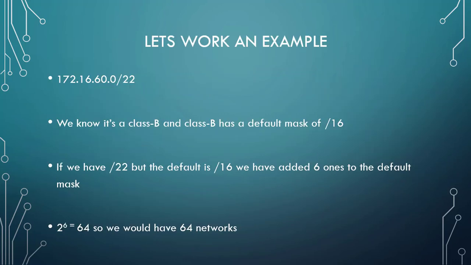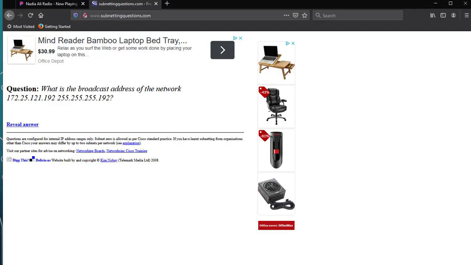Let me go back to that. And there'll be stuff like this. You'll get a normal Class B, and you're always going to be subnetting in the third octet. So even on subnettingquestions.com, you're going to see 172, 25, 121, 192, and then you get, oh, actually they did. They gave you one with yeah.